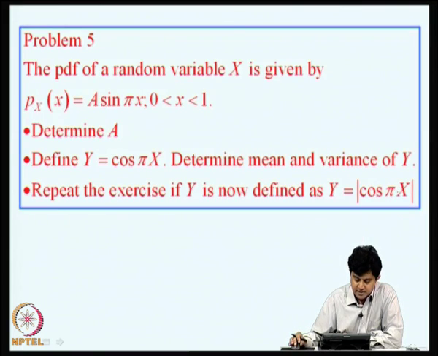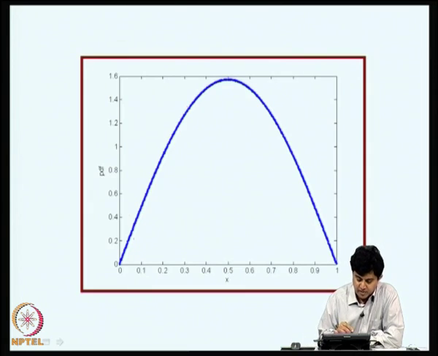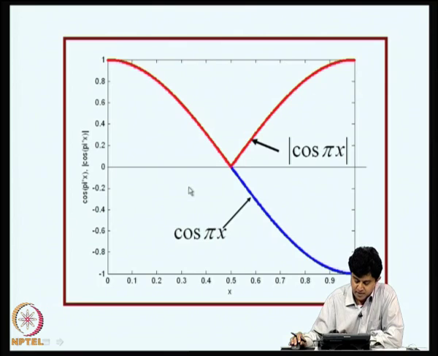So, how does the probability density function look? p_X(x) is a sin pi x, x taking values from 0 to 1. The shape of the probability density function looks like this, and x takes values from 0 to 1. We have not yet found the value of a, which we need to find so that the area under the probability density function is 1.